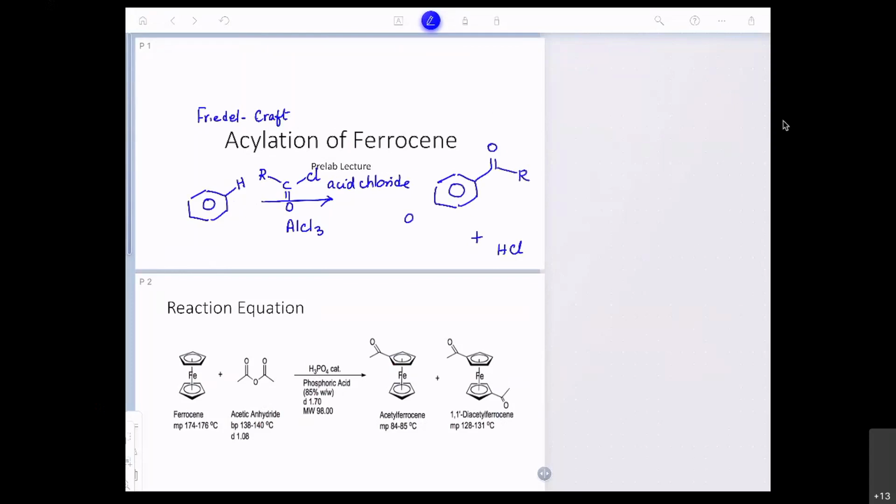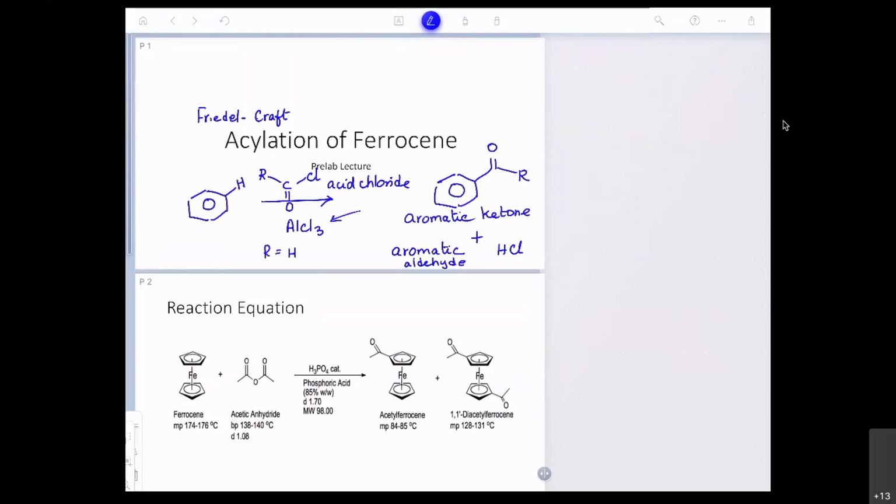So what you're forming here is an aromatic ketone. If your R is hydrogen, then you will form an aromatic aldehyde. The structure will be an aldehyde. So your classic catalyst here is aluminum chloride. We are looking at a greener modification of this reaction.